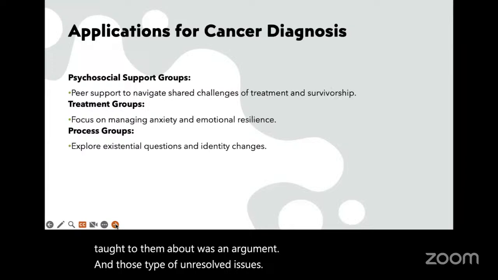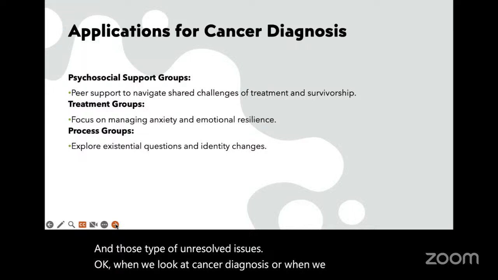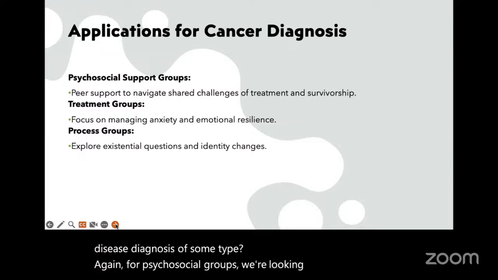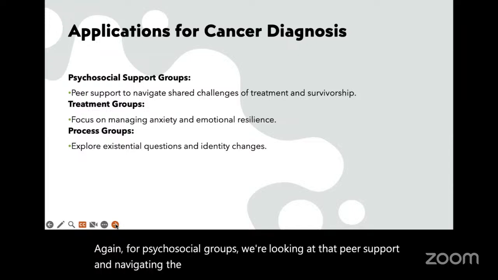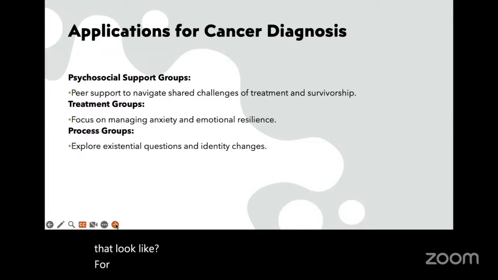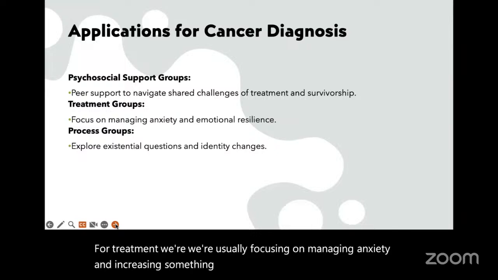When we look at cancer diagnosis, or when we go beyond this, disease diagnosis of some type, again, for psychosocial groups, we're looking at that peer support and navigating the treatment and survivorship process. What does that look like? For treatment, we're usually focusing on managing anxiety and increasing something called emotional resiliency.